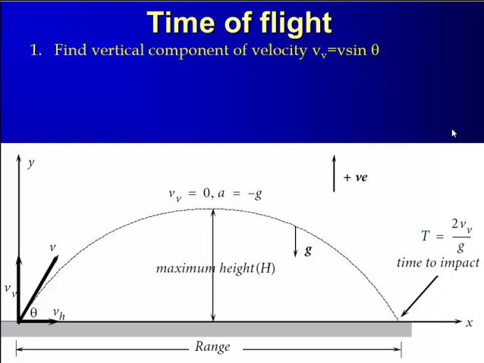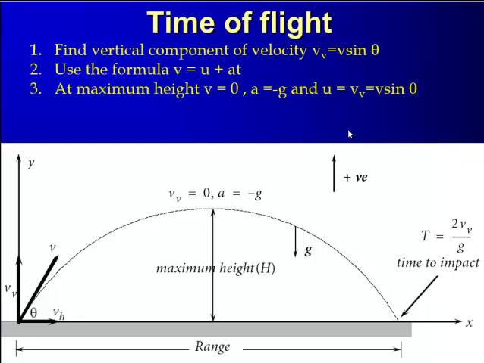So we find the vertical component. Vertical v is v sine theta. We use the formula v equals u plus at. We know at the maximum height v equals 0, a is minus g, and we also know that u is the vertical velocity, which is v sine theta.